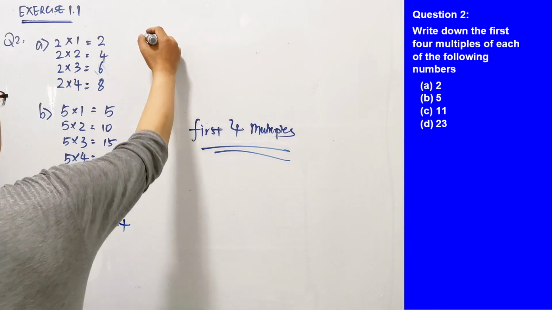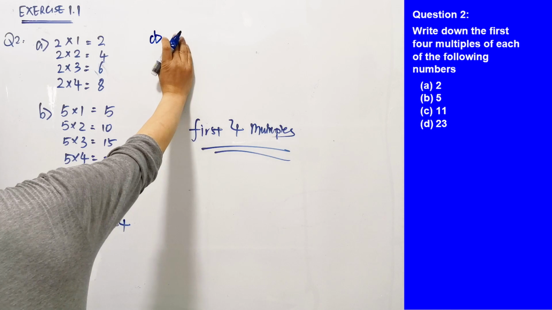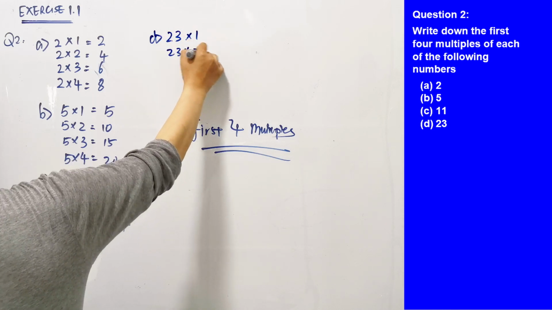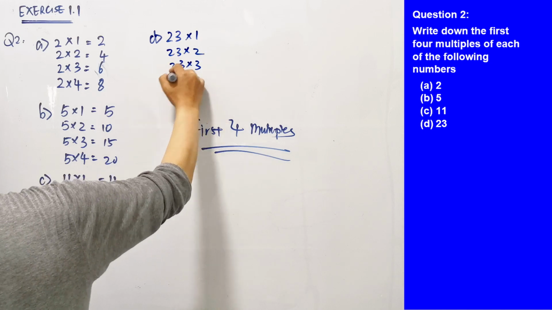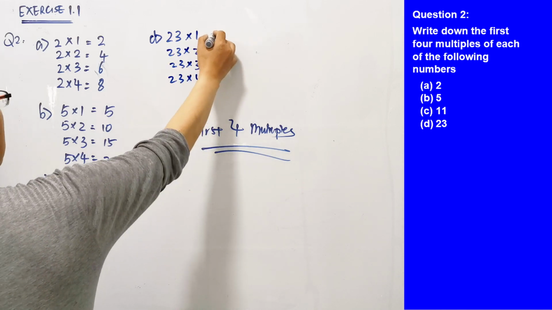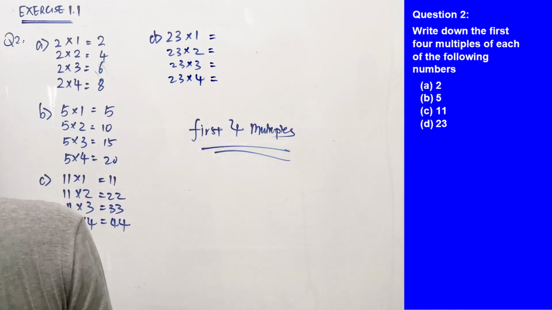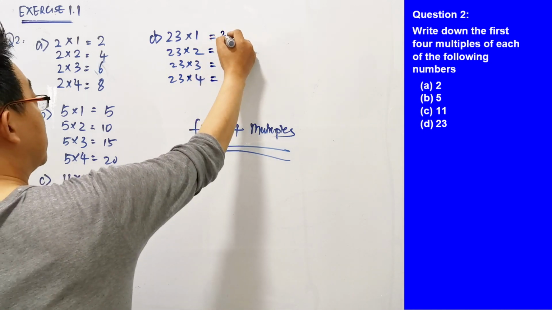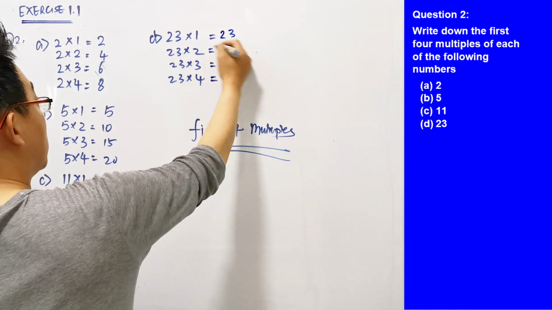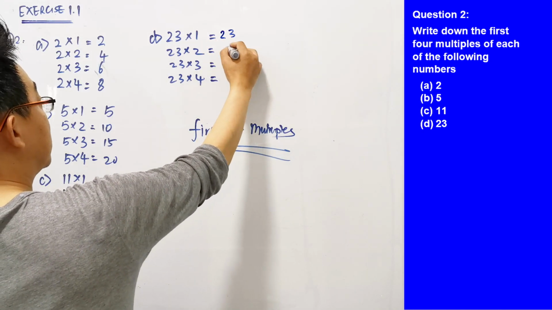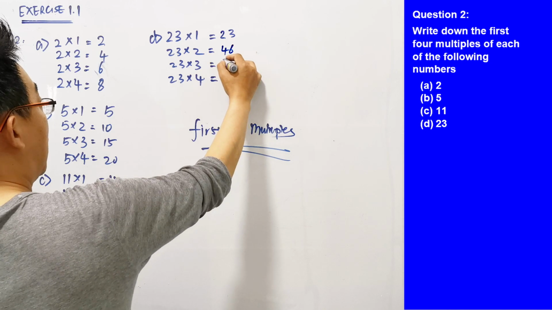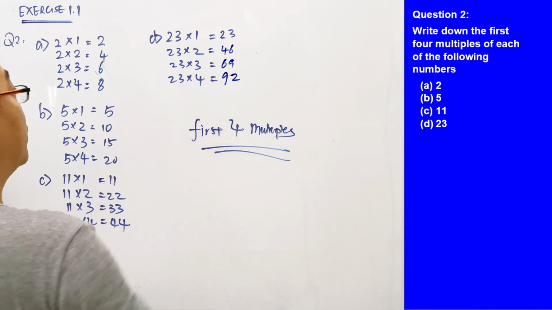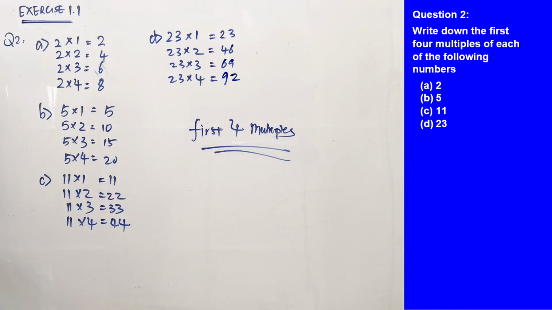How about D? D is 23: 23 times 1, 23 times 2, 23 times 3, 23 times 4. So the answer is 23, 46, 69, 92. It's very straightforward, right?